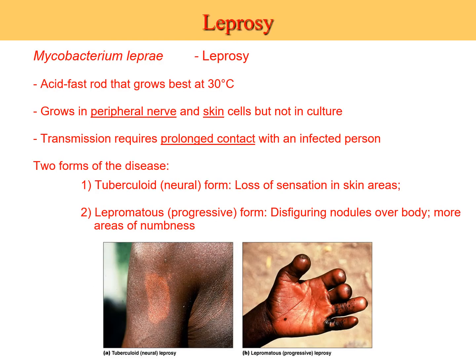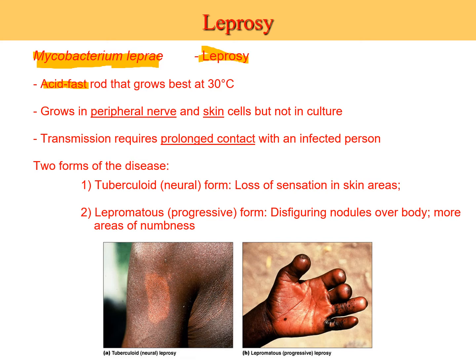Okay, the next bacteria that I'm going to talk about is Mycobacterium leprae, which, as you should know, is an acid-fast organism. All members of the genus Mycobacterium are acid-fast organisms. This one, Mycobacterium leprae, is the cause of the disease leprosy. It is a disease which grows in skin cells and peripheral nerve cells. It cannot be grown in culture, but needs tissue to grow in.